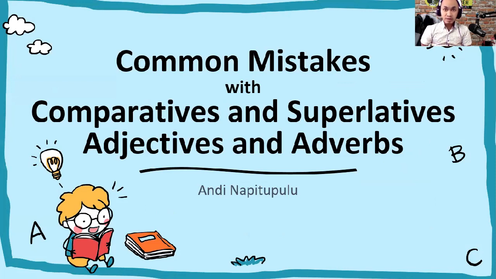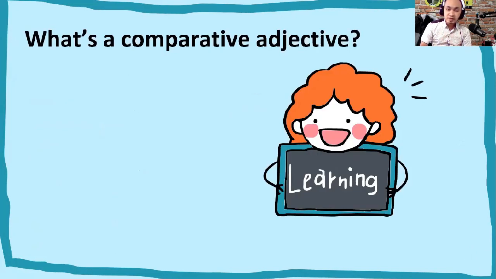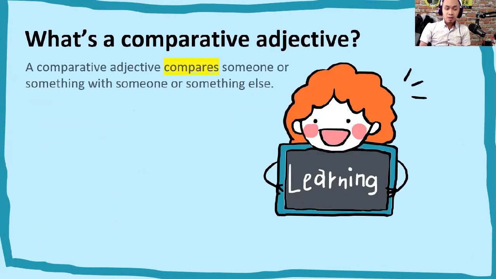Before we go further to discuss common mistakes about comparatives and superlatives, let's talk about the definition of a comparative adjective. In here, you can take a look. A comparative adjective compares someone or something with someone or something else. So there are two things or two people that you need to compare. Okay, remember, a comparative adjective is to compare.